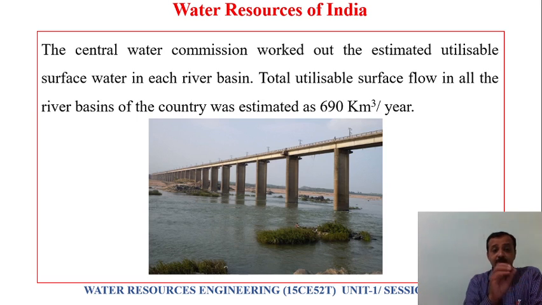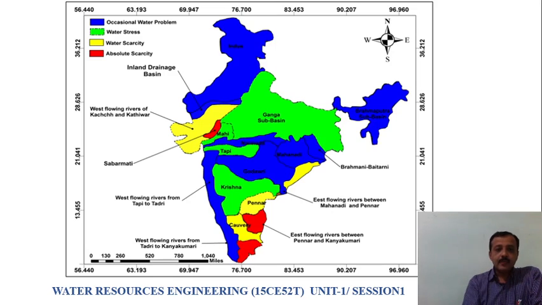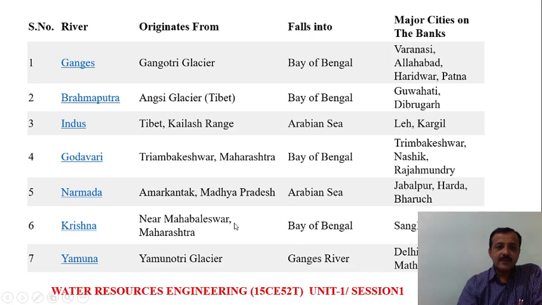So the utilizable surface flow in all the river basins of the country was estimated to be 690 kilometer cube for 1 year. And these are the different river basins of India, the major river basins of India. This is the Indus River Basin, this is the Ganga River Basin, Brahmaputra River Basin, Mahanadi, Godavari, Krishna, Kaveri. These are the major river basins of India.